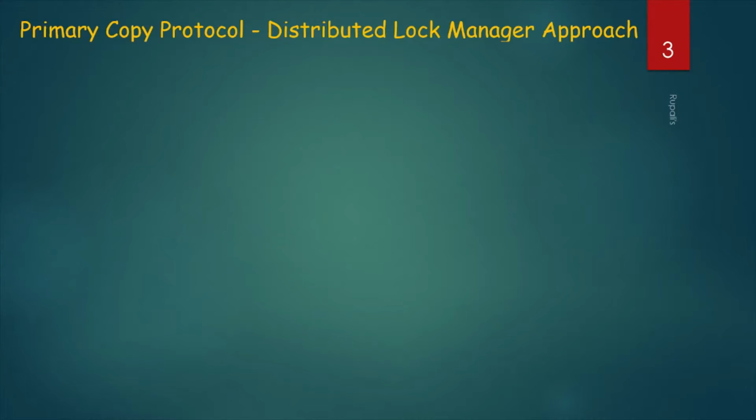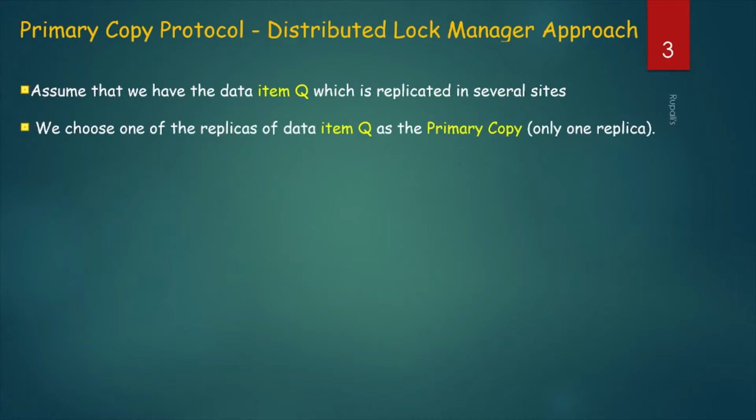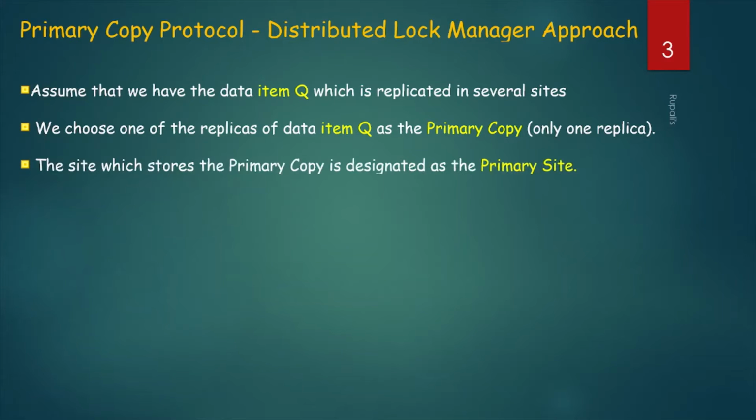So what is Primary Copy Protocol? Assume that we have the data item Q and that data item is replicated in several sites. Now we have to choose one of the replicas of data item Q as the primary copy. That is, many replicas are there and we have to choose only one replica as the primary copy. The site which stores the primary copy is designated as the primary site, and that copy is stored in a particular site. That site is called primary site.